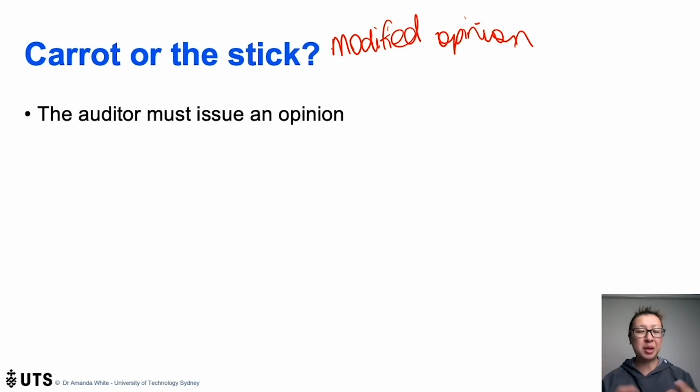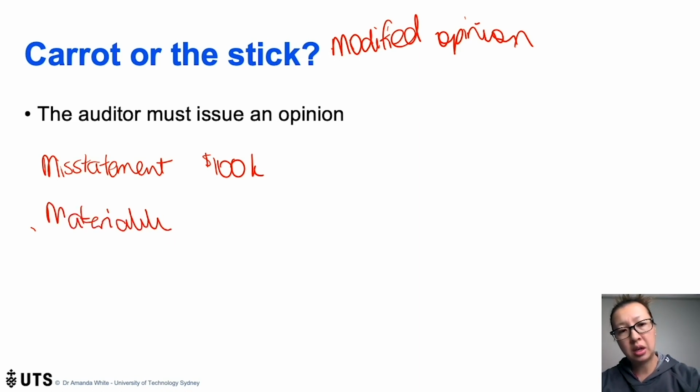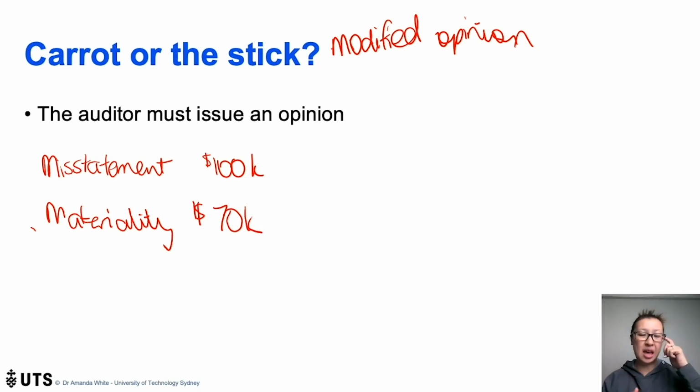So that becomes the big issue here. Now, I haven't realized I didn't have anything in the slides about how we actually negotiate the adjustments. So I'm going to write some material just here. Imagine that we have a misstatement of 100,000. That's the K there. But let's say materiality is 70,000. So that means anything higher than 70,000, we need to consider adjusting.